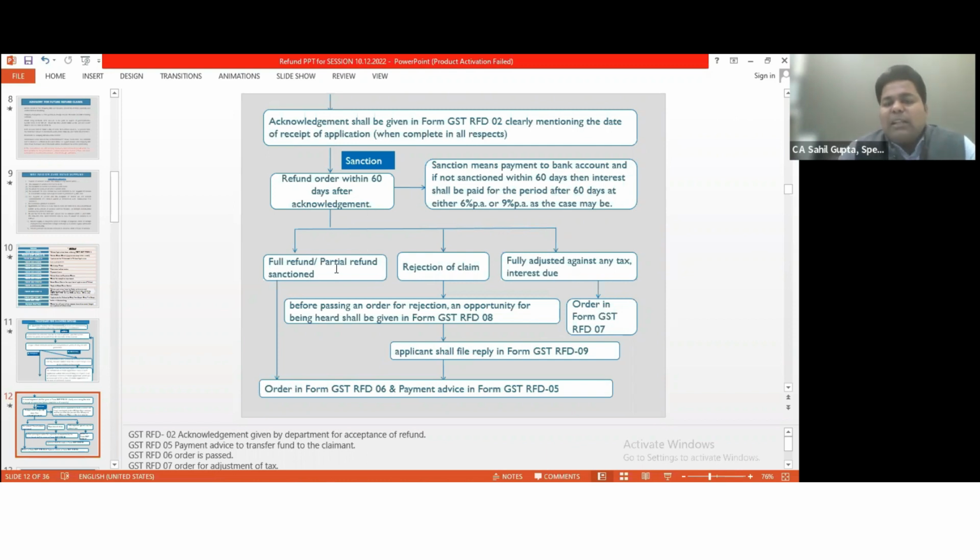Full refund, partial refund, rejection of claim, fully adjusted against tax or interest due, I have discussed. If it is being adjusted, then RFD-07 will be issued. If rejected, then before rejection RFD-08, reply in RFD-09, and order in RFD-06, payment advice in RFD-05. Full refund, partial refund, RFD-06 and RFD-05.